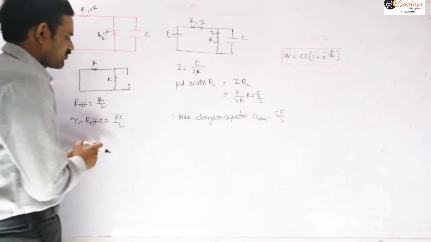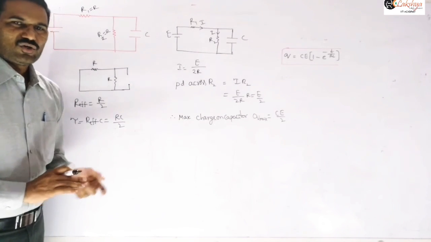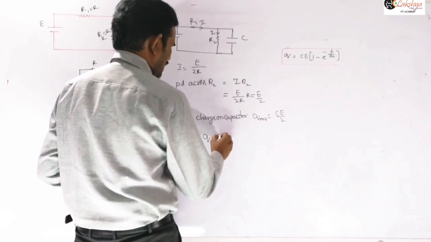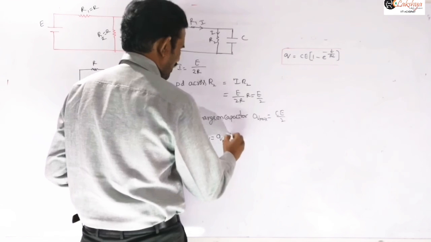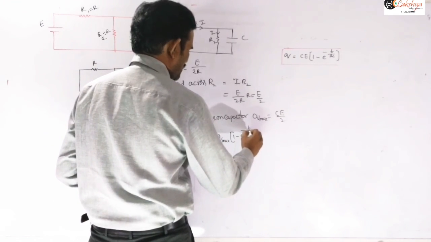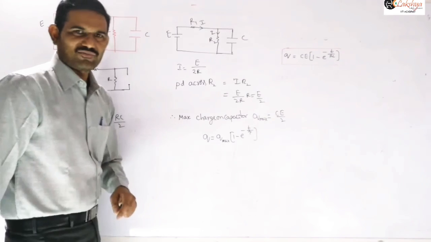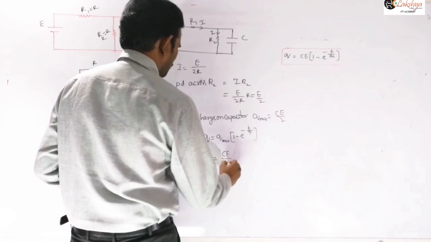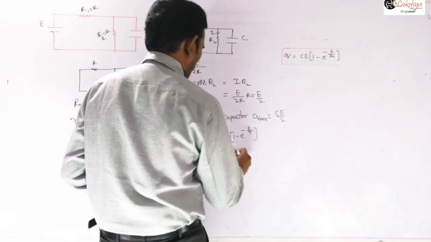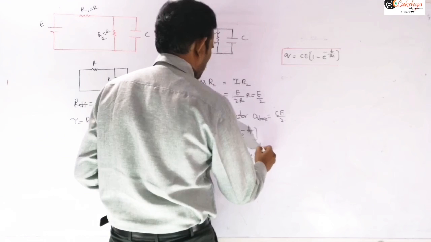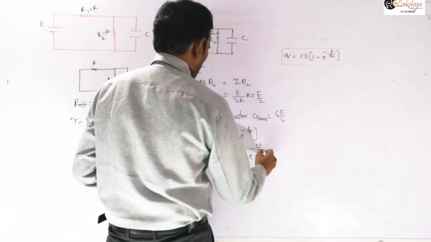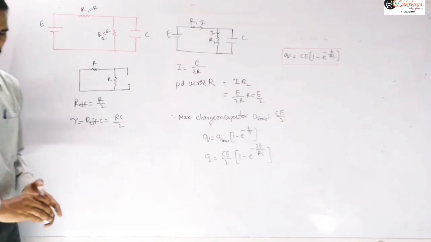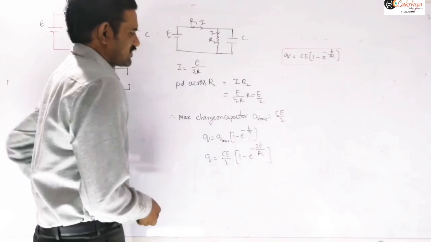Therefore, if you know the time constant and the maximum value, you can answer the charge on the capacitor easily. Our general form for charging of a capacitor is Q is equal to Q max into 1 minus e power minus t by tau. So I can write this as CE by 2 into 1 minus e power minus 2t by RC. That is the charge on the capacitor.